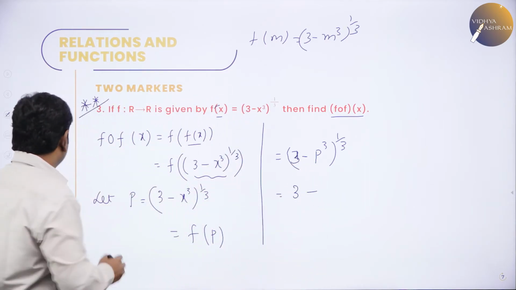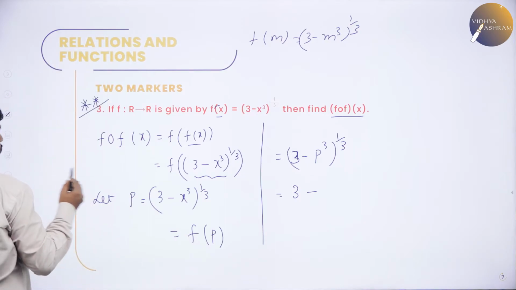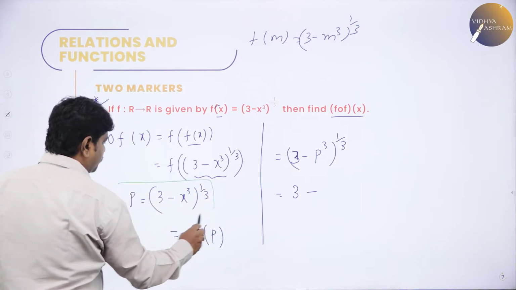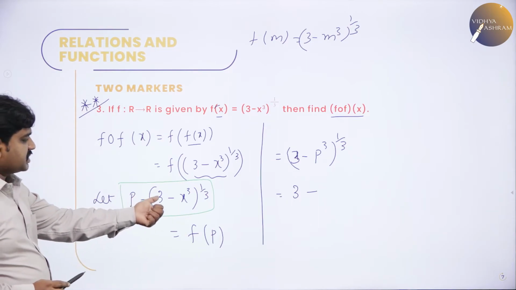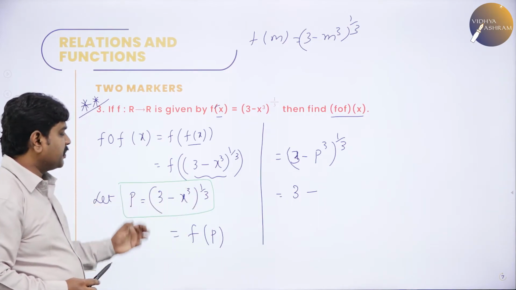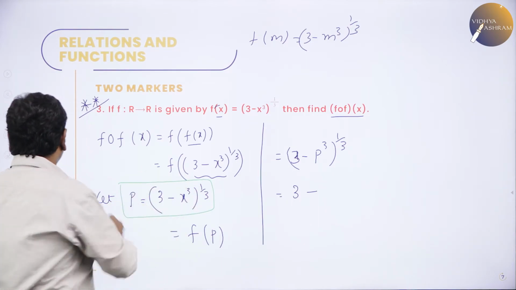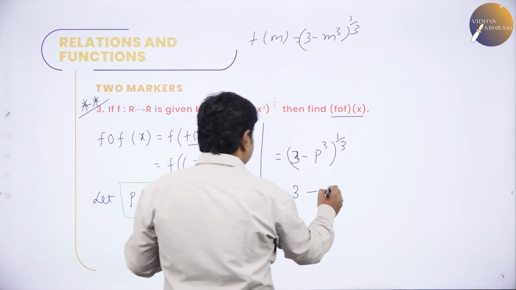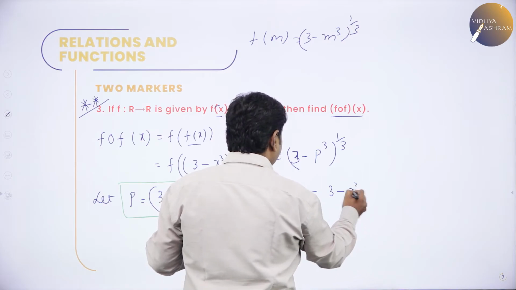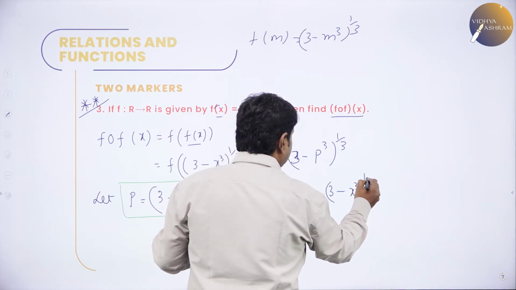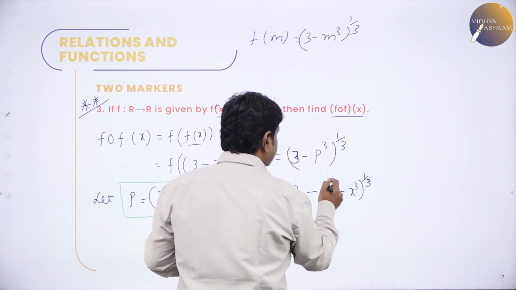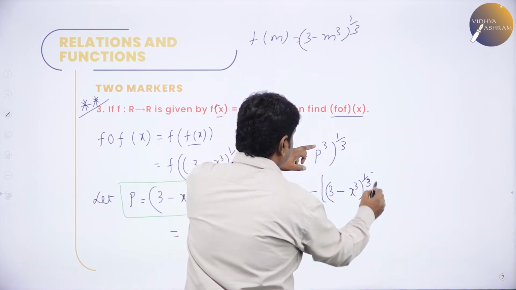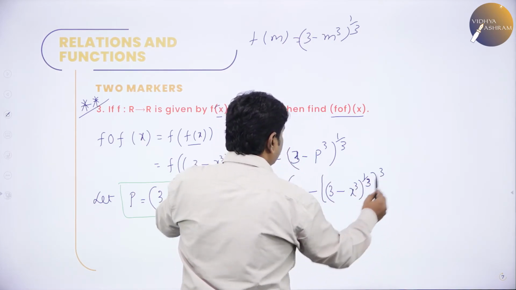If you observe, we have taken this as p. What is p we have taken? (3 minus x cube) power 1 by 3 we have taken. In the place of p, substitute it. In the place of p, substitute the value of p, that is (3 minus x cube) power 1 by 3. This is the value of p, I substituted. P power we have 3, whole power we have 1 by 3.